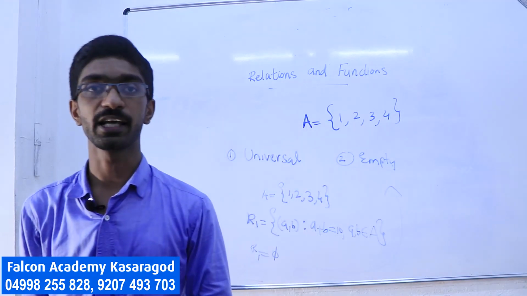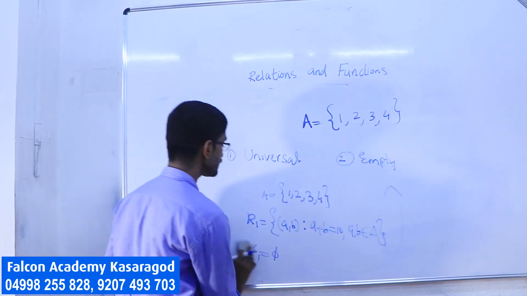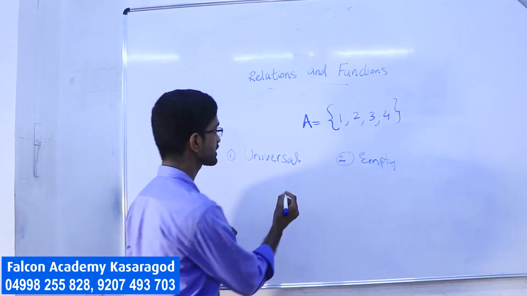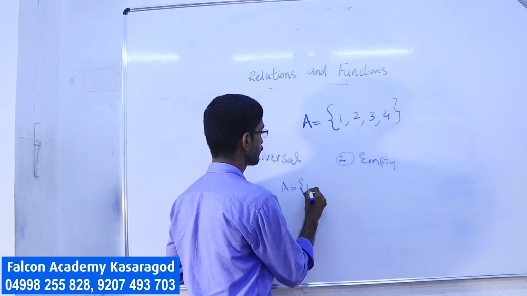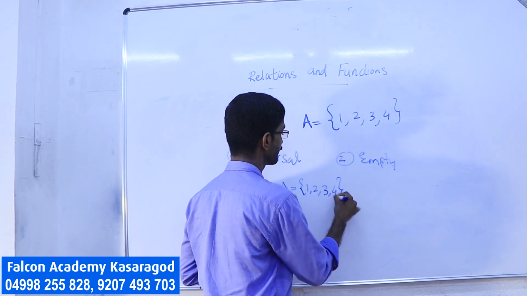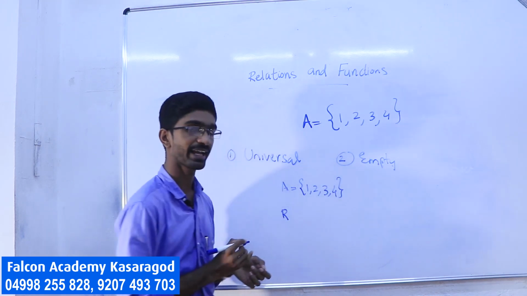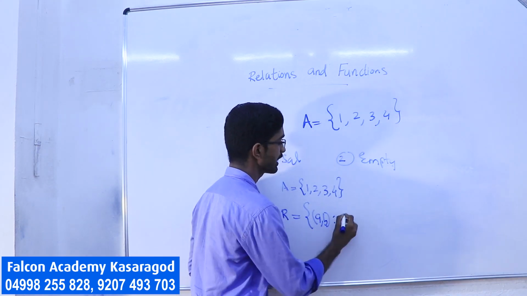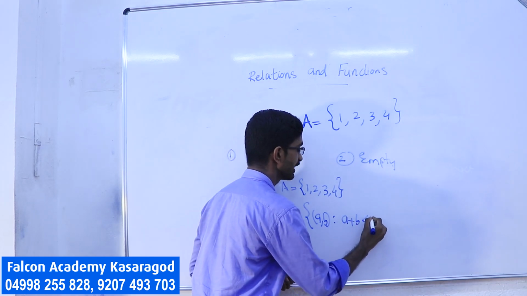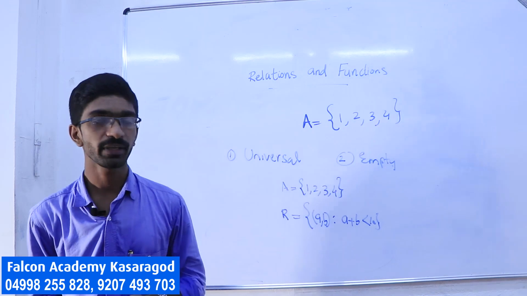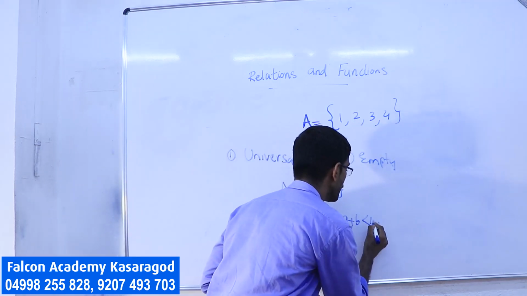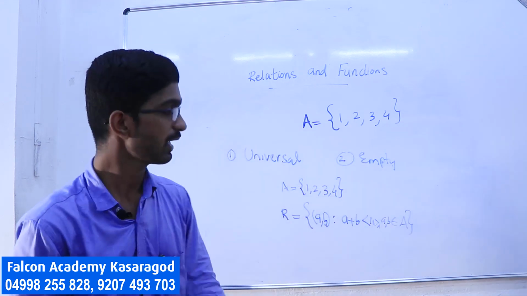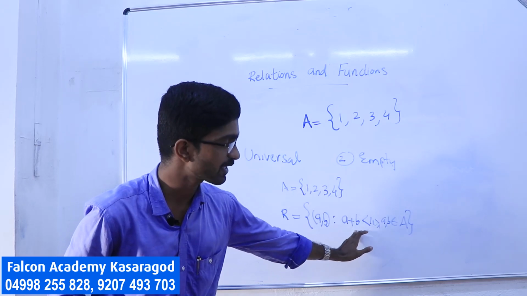ഇനി യൂണിവേഴ്സൽ എന്തായിരിക്കും, അടുത്ത കാര്യം നമുക്ക് നോക്കാം. ഞാൻ നേരത്തെ എഴുതിയ അതേ എക്സാമ്പിൾ, let us consider A is equal to 1, 2, 3 and 4. Now I can define R as the collection of ordered pair AB such that A plus B is less than 10. നോക്കാം ഈ ഒരു റിലേഷൻ. ആൾസോ എ ബി ബിലോങ്സ് ടു the set A.